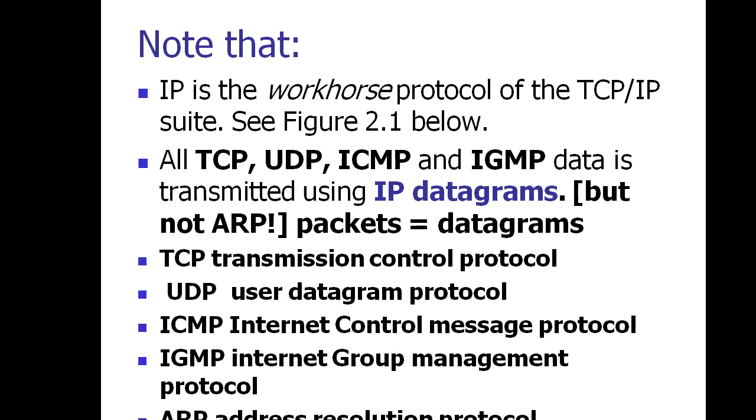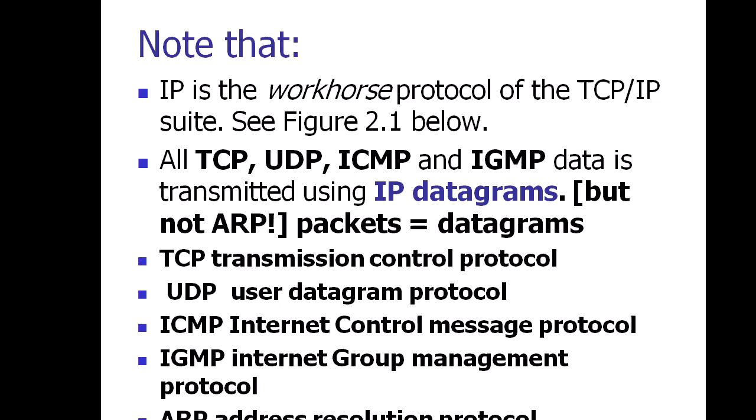Right. IP is the workhorse protocol of the TCP/IP suite, so I'm going to show that in the diagram in a moment. So to repeat, TCP, UDP, ICMP and IGMP data or packets are going to be transmitted using IP packets or IP datagrams. The only exception is that ARP packets aren't going to use IP. ARP stands for Address Resolution Protocol, and ARP actually converts IP addresses into hardware addresses, but we're not bothered with that at the moment. And packets, you'll remember, I'm taking to mean exactly the same thing as a datagram. I like the word datagram.